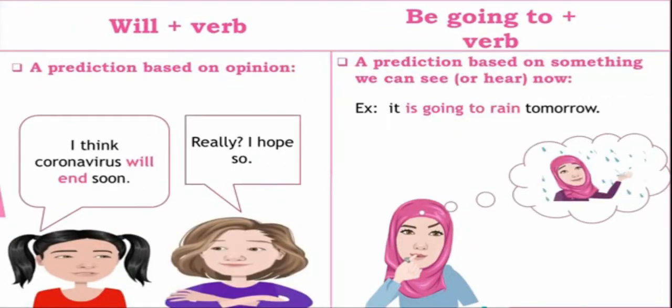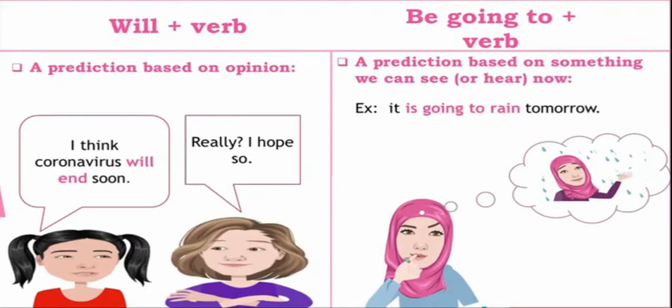We use will plus verb to express a prediction based on opinion. So we predict something in the future based on our opinion. It's just an opinion. Okay? So I think coronavirus will end soon. Really? I hope so.